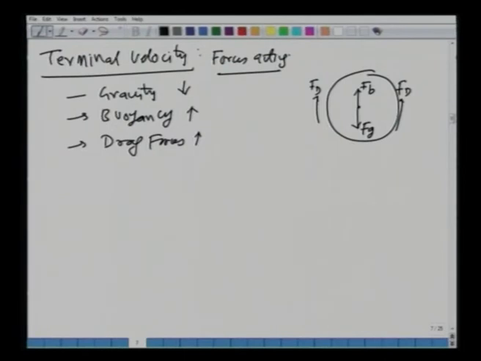So, I think I may not have time to complete this, but what we will do is let's say that the diameter of this spherical raindrop is, let us say, D. All right. So, this one is D. So, what I would like to request you is you look at this as a free body diagram. You have three forces acting on a spherical raindrop, and then you write the expressions for these three forces that are acting, that is gravity, buoyancy and drag forces.